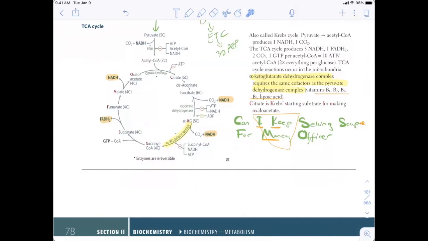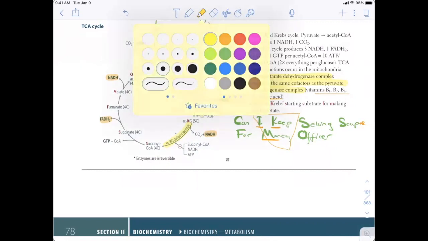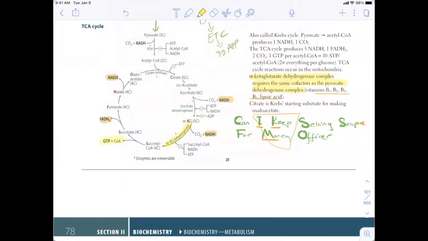However, we still make GTP, right? We still make some GTP right here. And that's a very popular question. You might have come across it already, maybe not. If you haven't, it's coming. You must remember the step where GTP is made, okay? And that is between succinyl-CoA and succinate. You must remember that step.